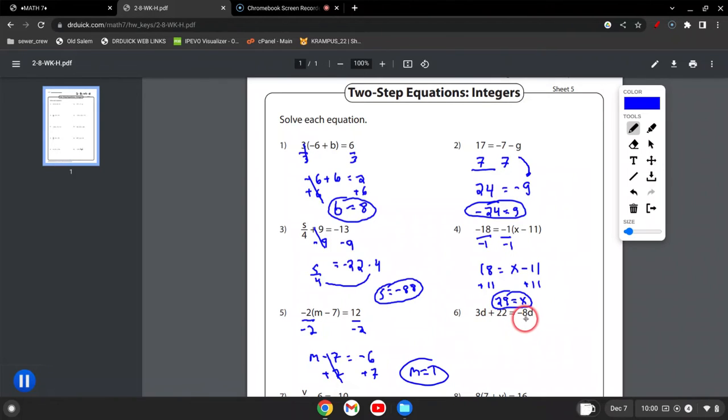3d plus 22 equals minus 8d. We have to move the d's over there. So we subtract 3d from this side, minus 3d from this side. So now we have 22 equals minus 3 minus 8, which is minus 11d. Divide by minus 11, divide this by minus 11. Negative 2 equals d. 22 divided by minus 11 is minus 2. Cool. All right, let's scroll down.